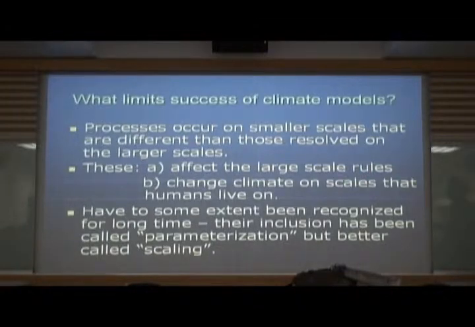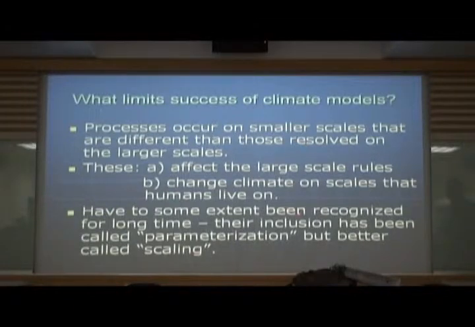And this has been done for a long time in climate models to some degree. The point I'm making is that what's been done is too oversimplified compared to what is needed now. We need to get into more detail because climate is very important on the smaller scales that humans live in as well.